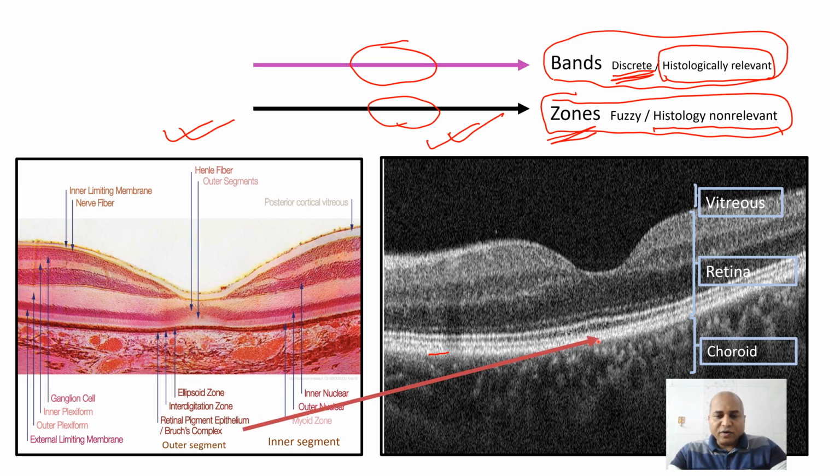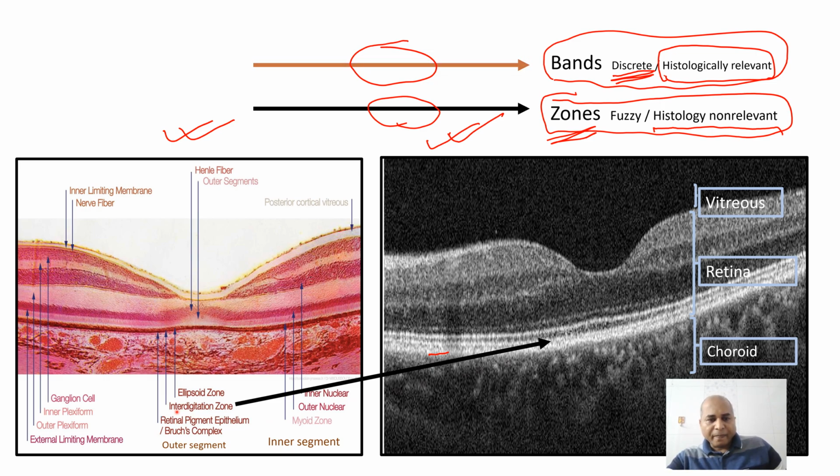So let's proceed now. The first layer which is to be identified when reading OCT is the retinal pigment epithelium. This layer cannot be distinguished separately because it is fused with the Bruch's membrane. So basically it's a retinal pigment epithelium and Bruch's complex. This is one of the most hyperreflective layers as seen on a macular OCT.